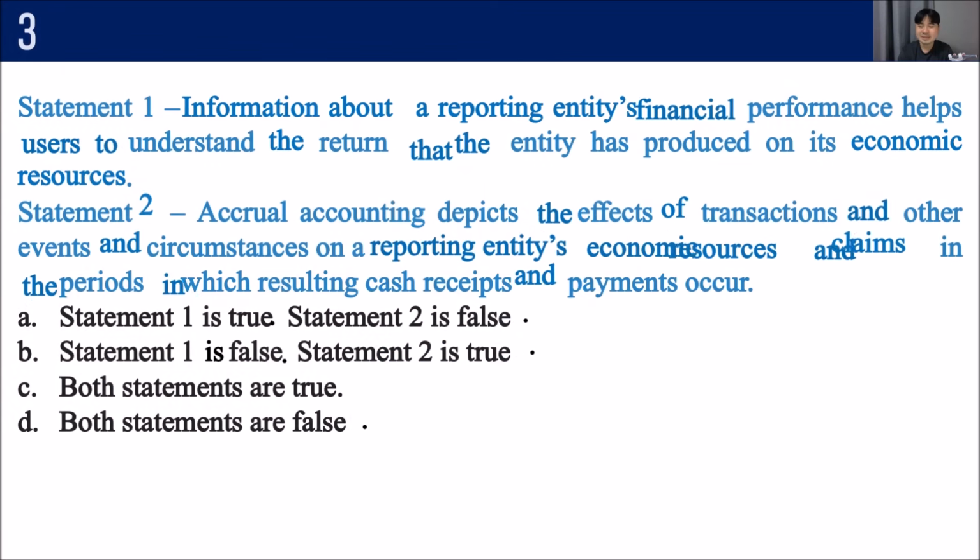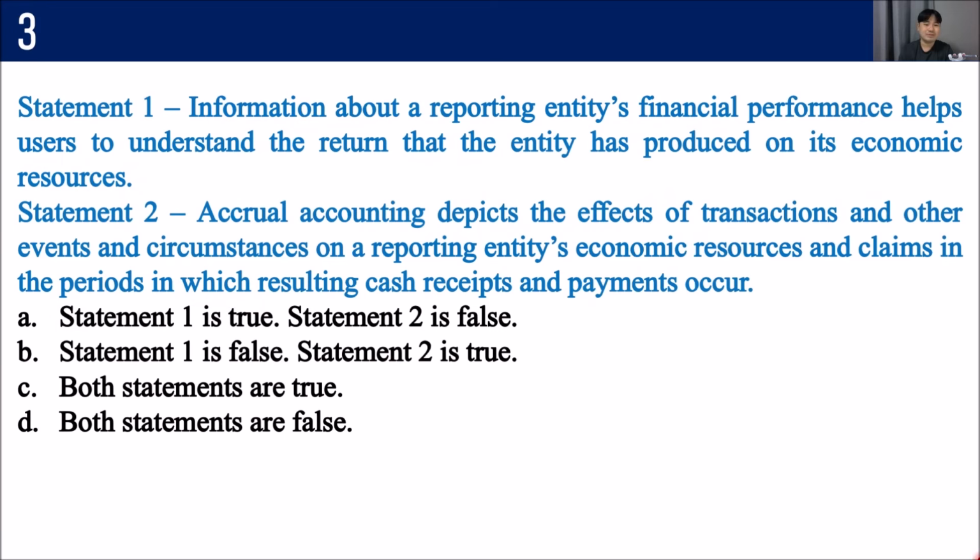Number 3. Statement 1. Information about a reporting entity's financial performance helps users to understand the return that the entity has produced on its economic resources. Statement 2. Accrual accounting depicts the effects of transactions and other events and circumstances on a reporting entity's economic resources and claims in the periods in which the resulting cash receipts and payments occur. A, 1 is true, 2 is false. B, 1 is false, 2 is true. C, both are true. D, both are false. Pause the video if you need more time and play it again when you're ready.